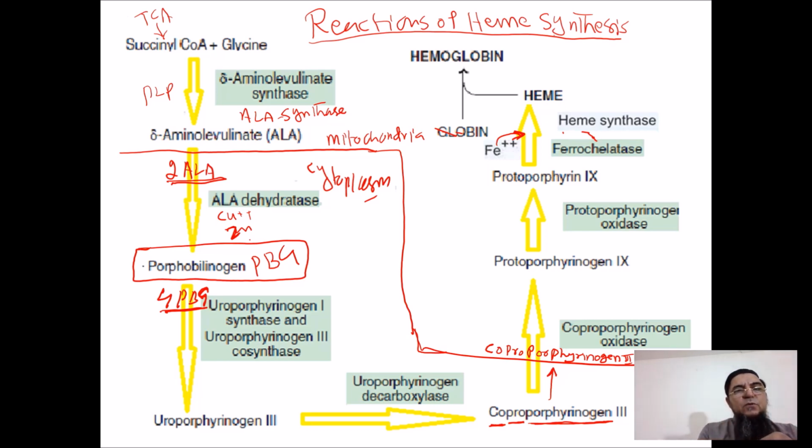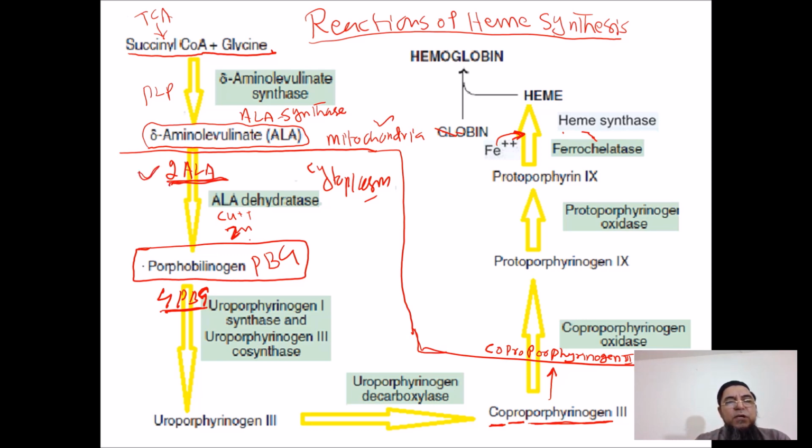It will start with succinyl-CoA and glycine. Succinyl-CoA combines with glycine with the help of the enzyme delta aminolevulinic acid synthase, or ALA synthase, also known as delta aminolevulinate synthase. This enzyme needs pyridoxal phosphate, vitamin B6. So succinyl-CoA condenses with glycine in the presence of ALA synthase and makes delta aminolevulinate. This reaction takes place in mitochondria. Once the aminolevulinate is synthesized, it comes out from the mitochondria into the cytoplasm.